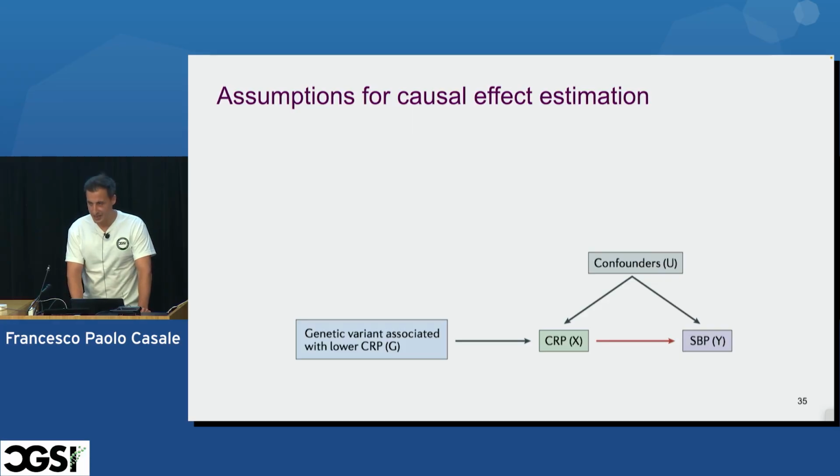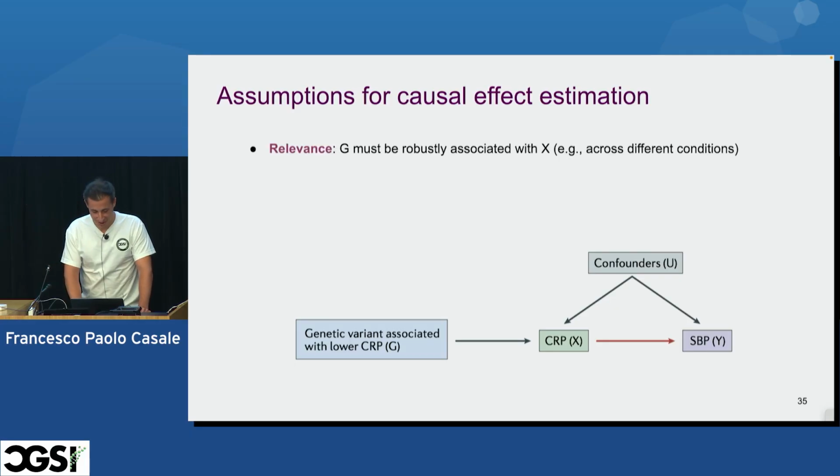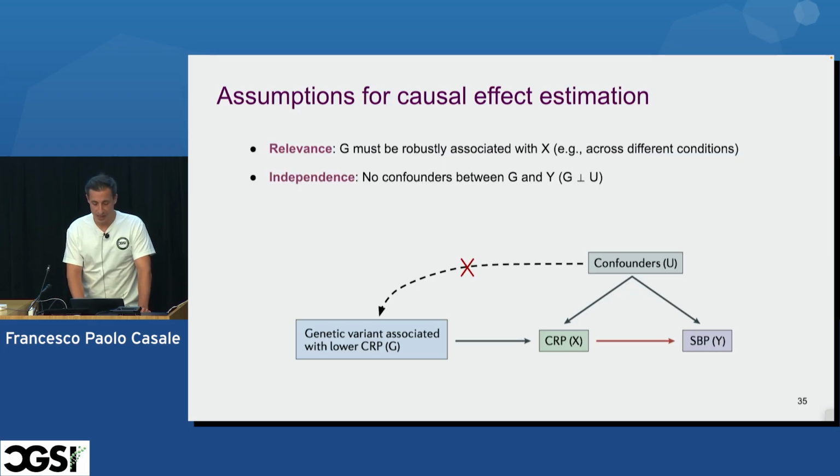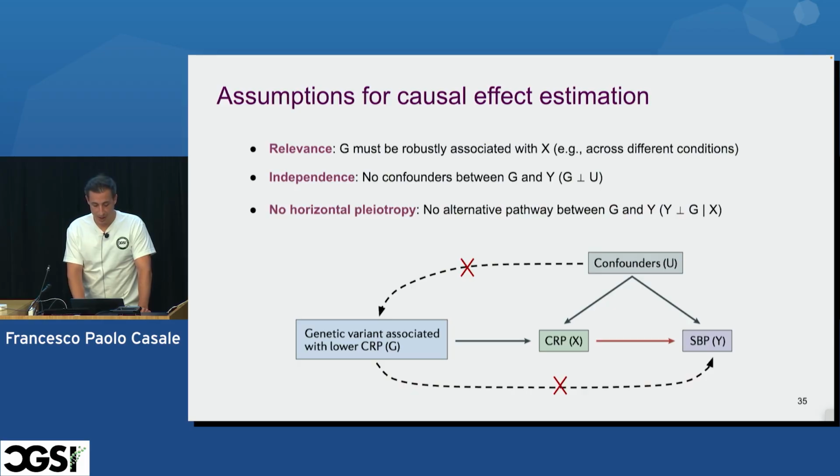And very briefly on the assumptions of MR. Where you see an arrow, there is an assumption, but also where you do not see an arrow, there is an assumption. The genotype must be robustly associated with the exposure. This association needs to generalize across different conditions. It needs to be independent of confounders, and there must be no horizontal pleiotropy, meaning that the genetic variant must affect the outcome Y only through the exposure. There must be no alternative pathway between the two.